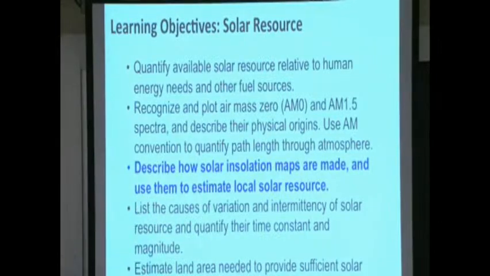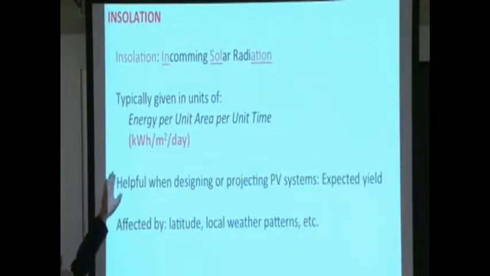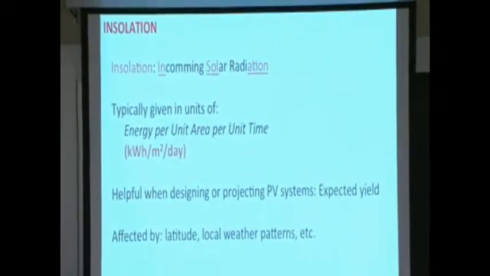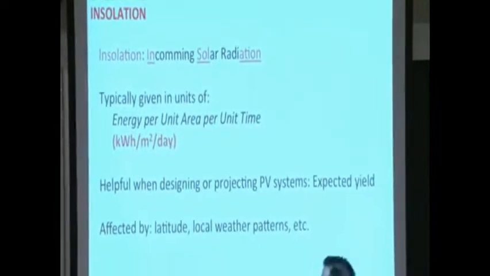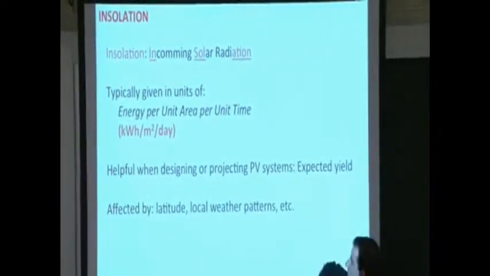So how are these insolation maps made, these maps that we'll use as engineers to size our systems? First off, let me define insolation. This is not insulation, as in stuff you put around the house to keep the heat from going out. This is insolation with an O, a shorthand for incoming solar radiation.